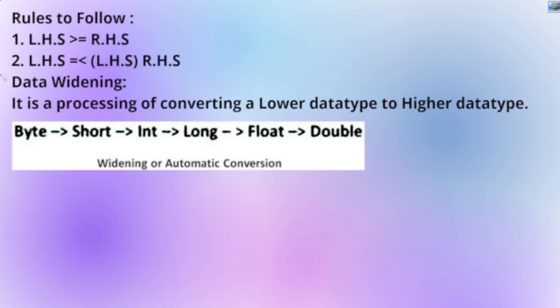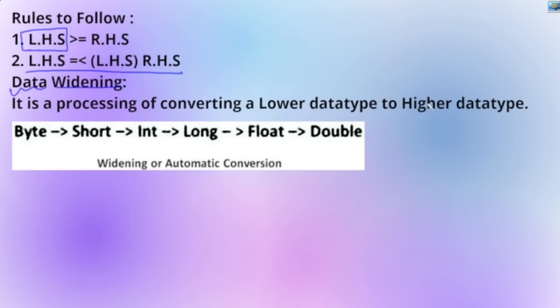Now you can see some rules here. If LHS is greater than or equal to the RHS, then you need to follow this rule. If the LHS is smaller than the RHS, then you need to follow this rule. You will understand that. Now, let us see what data widening is first. It is a process of converting a lower data type to a higher data type.